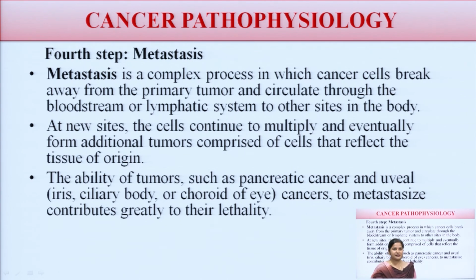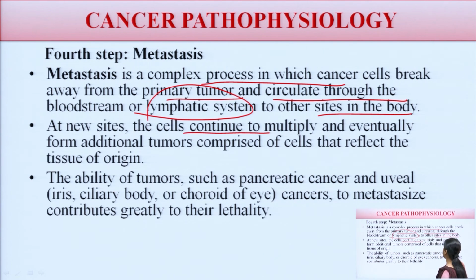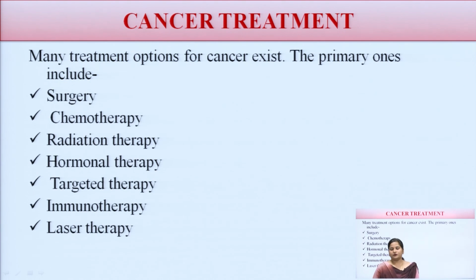The fourth step is metastasis. Metastasis is a complex process by which the cancer cells break away and invade from the primary region to a secondary region. They circulate through the bloodstream or the lymphatic system to other parts of the body. At the new site, the cells continue to multiply and eventually form additional tumors comprised of cells that resemble the original tissue. So, this is metastatic cancer. These are the series of steps in the pathophysiology of cancer.